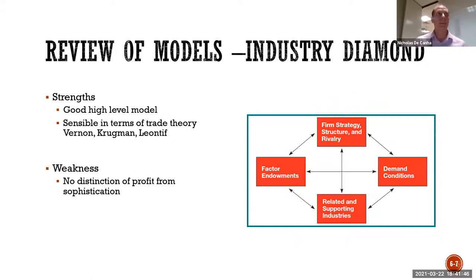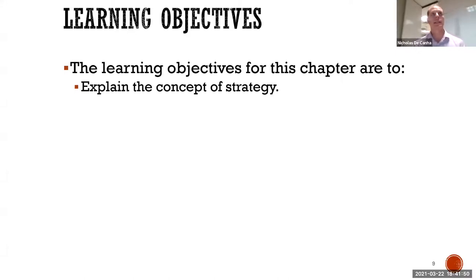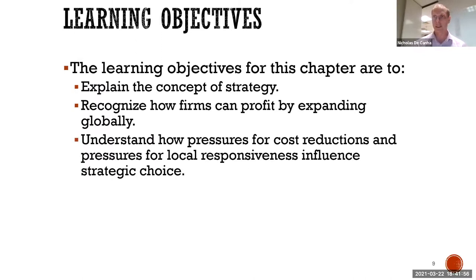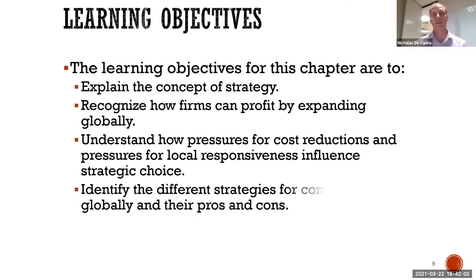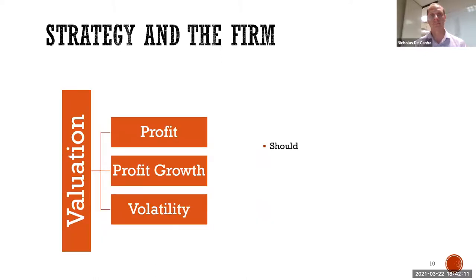Right, so now we're on to the new content. We're going to be looking at explaining the concept of strategy, recognizing how firms can profit from expanding globally, which we'll touch on much more in the next lecture, understanding how pressures for cost reduction and local responsiveness can influence choice, and the different strategies for competing globally and their pros and cons.